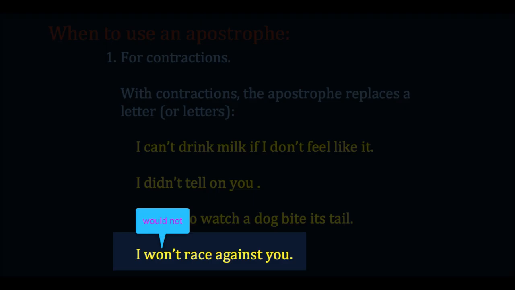I won't race against you. Now what is that word won't saying? What is it? Is it woe not? No, it's actually would not. So the apostrophe is kind of replacing some letters, but not in the exact spot. So that's an unusual one.